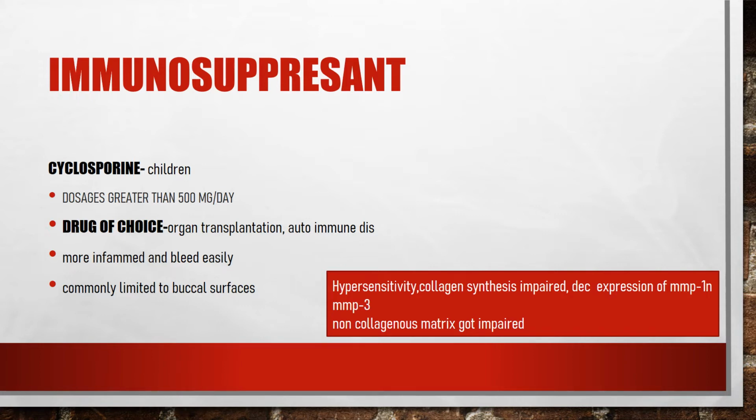So it is mainly recommended in children. It is mostly seen in patients with dosages greater than 500 milligram per day. It is a main drug of choice for organ transplantation and autoimmune diseases. It is seen as more inflamed and bleeding easily, and commonly it is limited to the buccal surfaces.